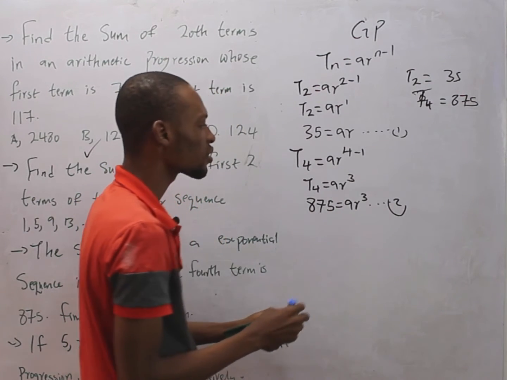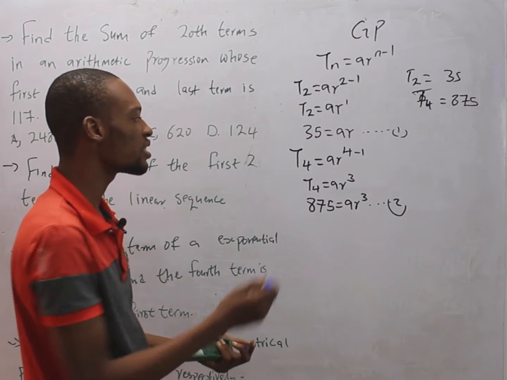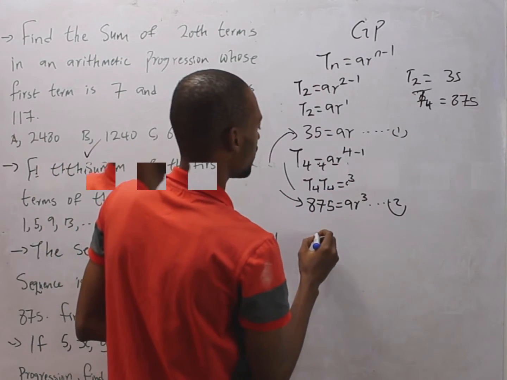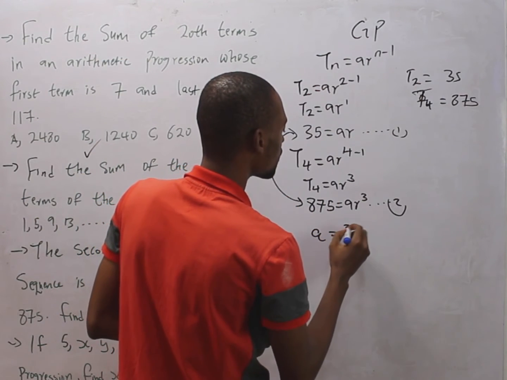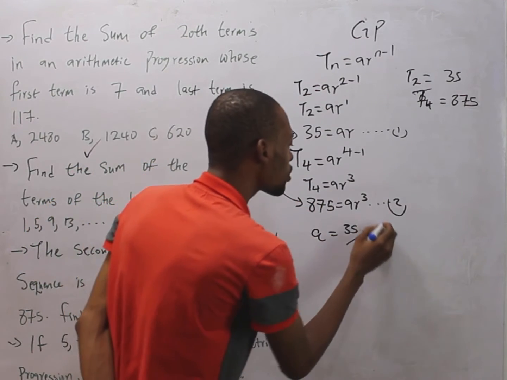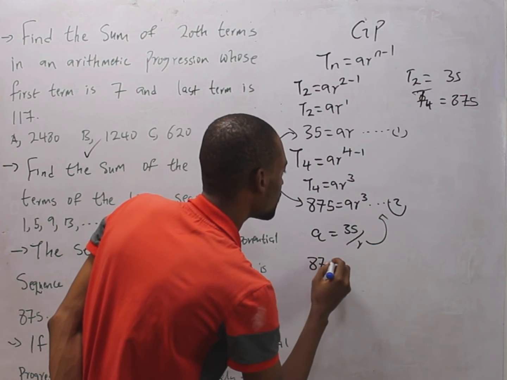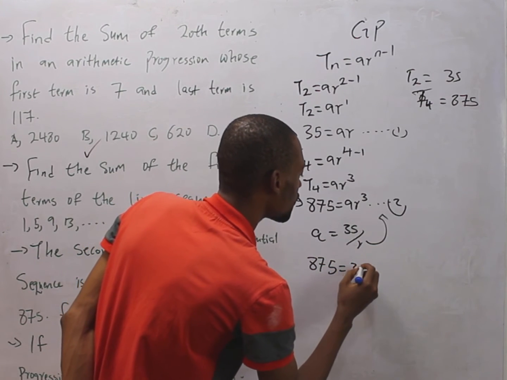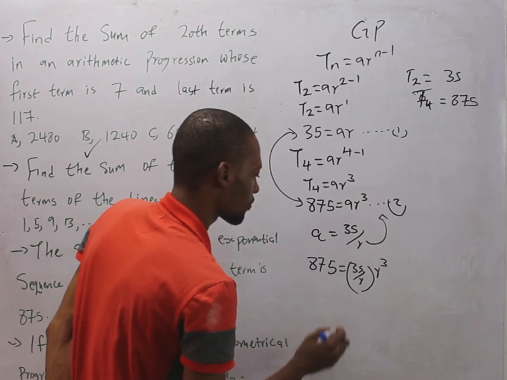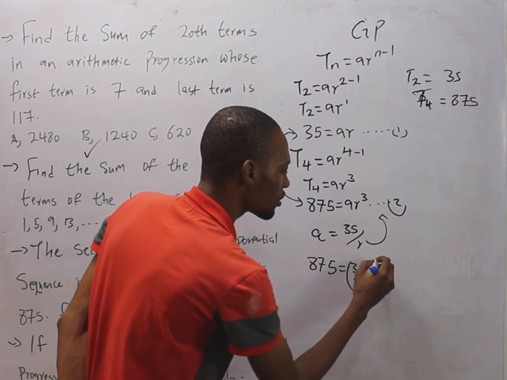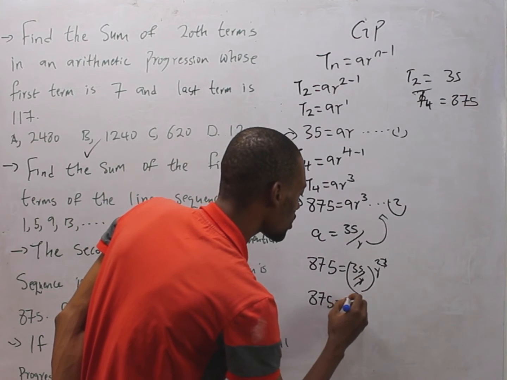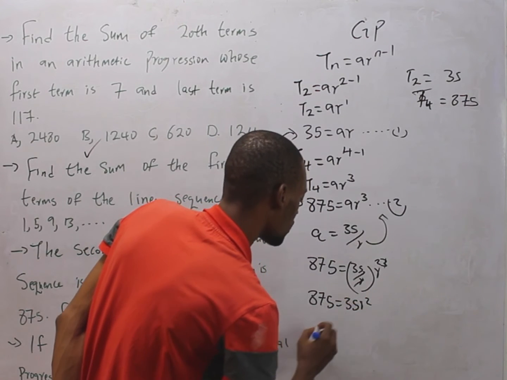To get a, we solve the equations simultaneously, this and this. From equation 1, a is simply 35 over r. Substituting into equation 2, 875 equals 35 over r times r raised to the power of 3. Here one r cancels to give r raised to the power of 2. This means 875 equals 35 r squared.